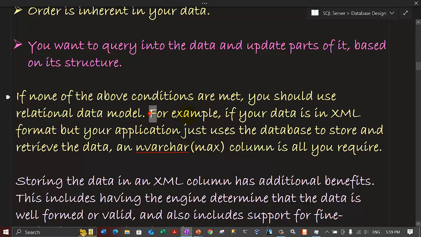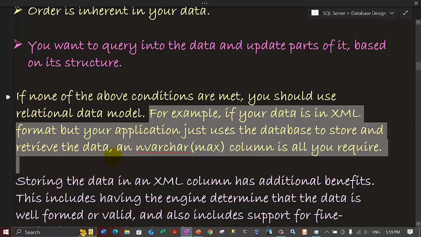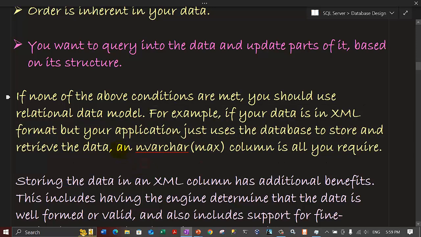Now let me give you an example. If your data is in XML format, but your application just uses the database to store and retrieve the data, an nvarchar(max) column can be used. This is all you require. If you just have to store the XML data and you don't have to do any modifications with it, and you just have to store and retrieve the data, I think using the relational data model could be better. And in the case of the relational data model, you can use the nvarchar(max) column to store the XML data.